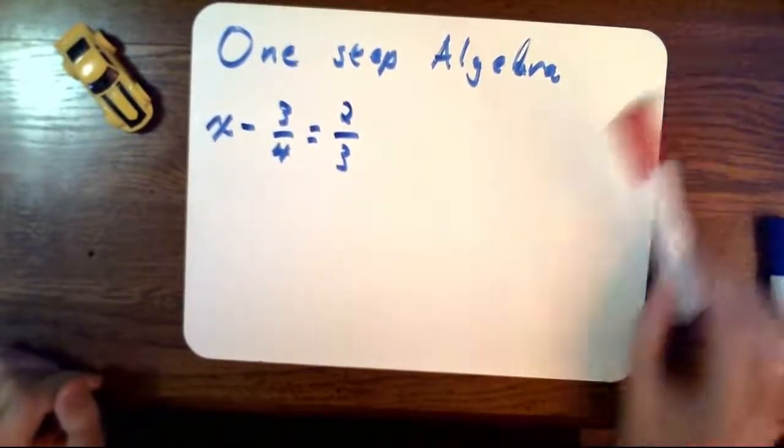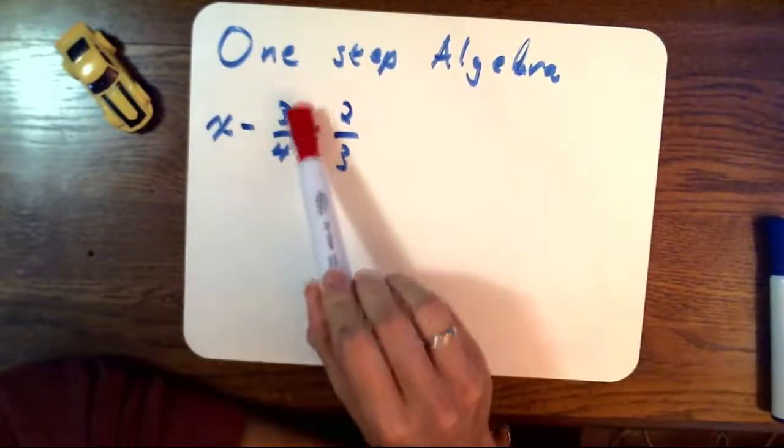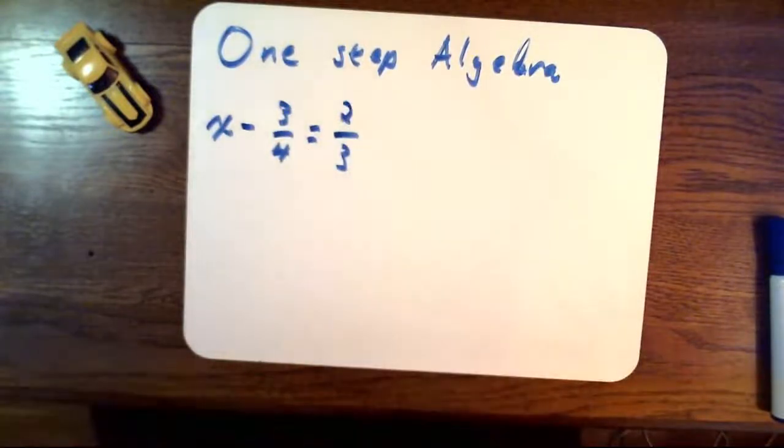Today I'm going to talk about one-step algebra problems, but now with fractions. So here we have this pretty simple looking problem. X minus 3/4 equals 2/3.